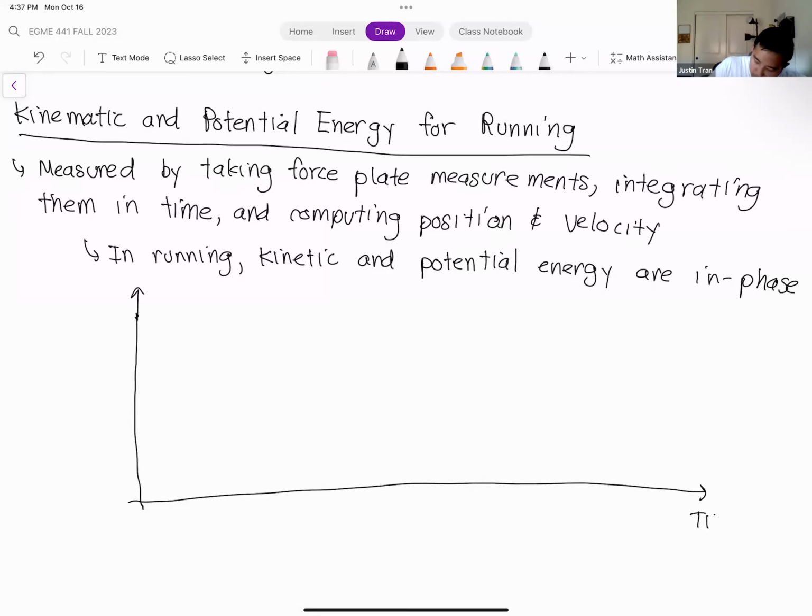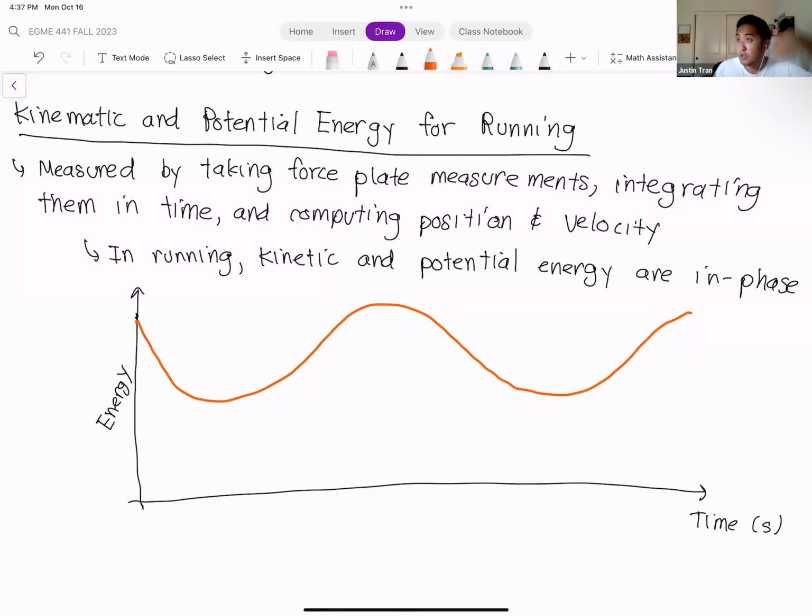On the horizontal axis, we have time measured in seconds. And on the y-axis, we have energy. The potential energy maybe looks something like this. It oscillates up and down because when running, it undergoes different cycles. As you run, your center of mass is going to go up and down, as you step down, push off, step down, push off.